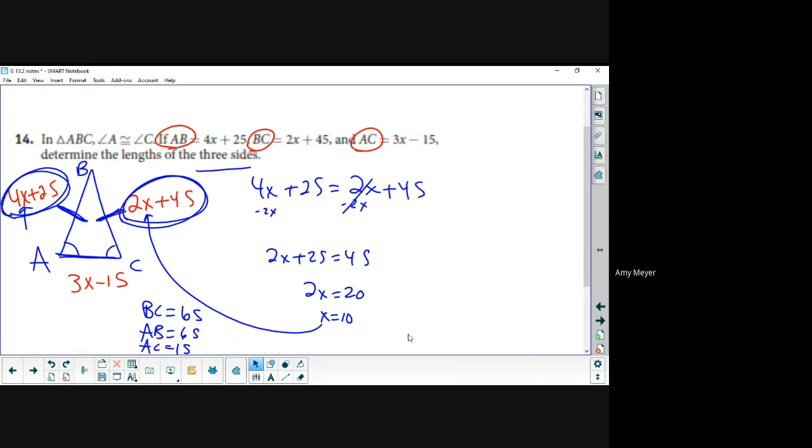So on our homework, let's make sure we're drawing pictures. I'm going to go ahead and put the homework up, and then I'm going to help you with question 17.